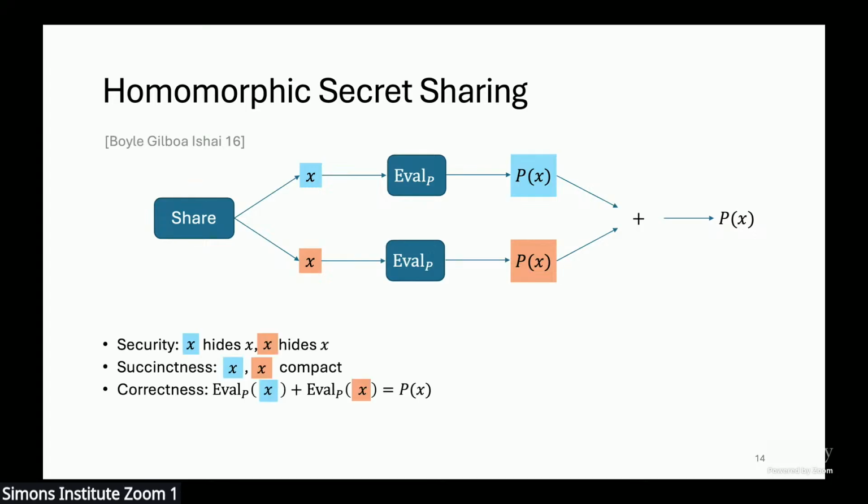Okay, so the basic properties of HSS are the standard security property of secret sharing, that the shares each individually hide the input X. Similar to FHE, we want some succinctness properties so that the shares are compact even after evaluation. And finally, we want correctness such that after reconstructing, we get the correct output of the program. I know that this is quite a strong requirement, that we just have addition in the output here. You can also relax this to more general reconstruction functions, but in this talk I'm going to be focusing on addition, and that's also nice for certain use cases, but it's not always essential.